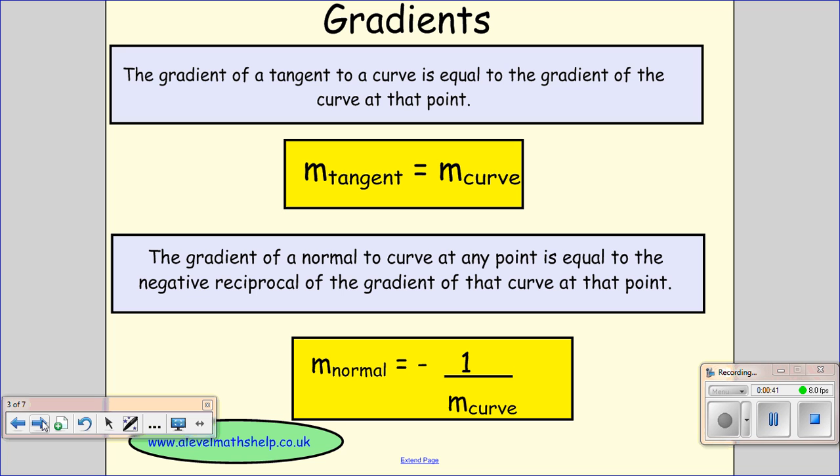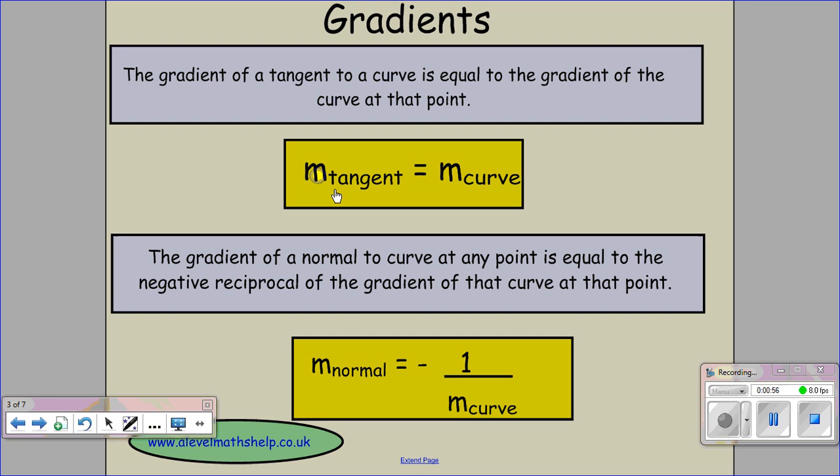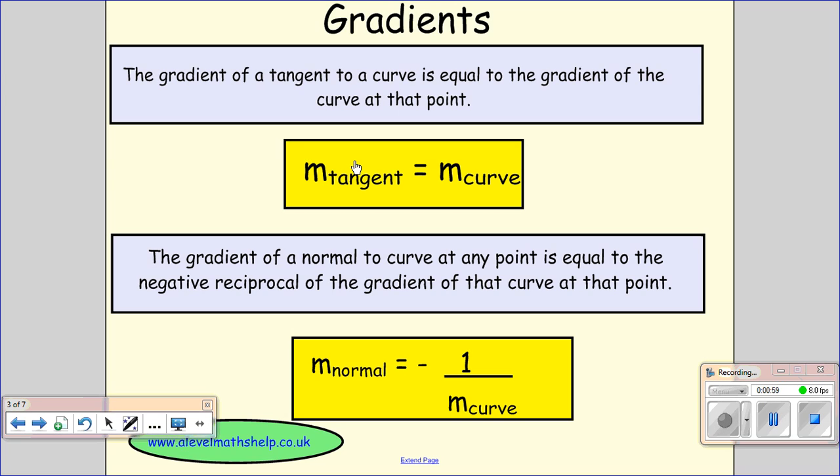We need to be able to find the equation of the curve. We need to know the gradient. So we start off by saying, well, the gradient of the tangent, because it's just skimming along the curve at that point, will equal the gradient of the curve. Now, we're using m here for gradient. And that's just a standard notation.